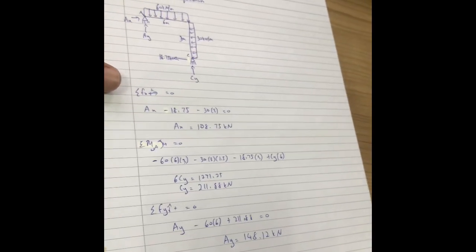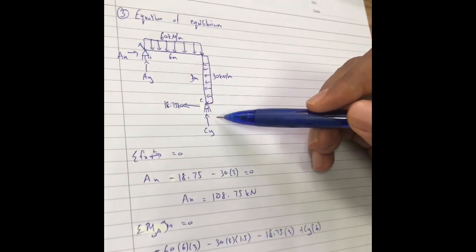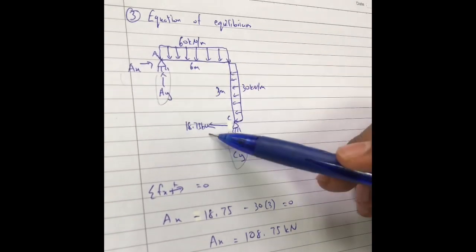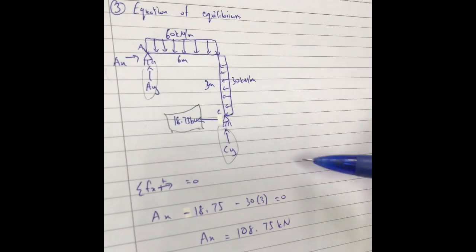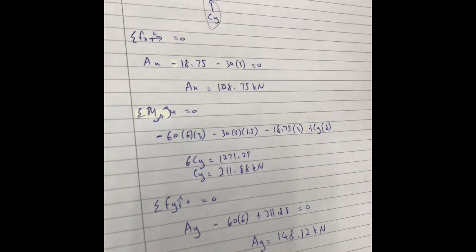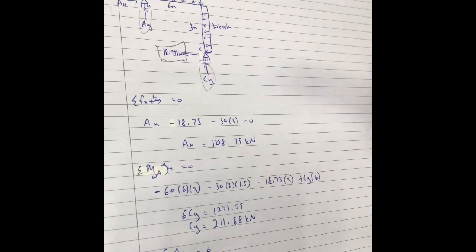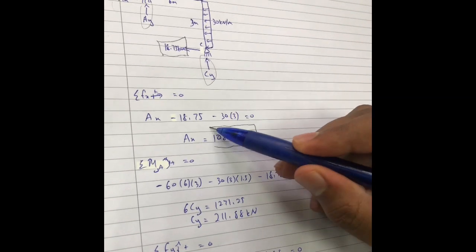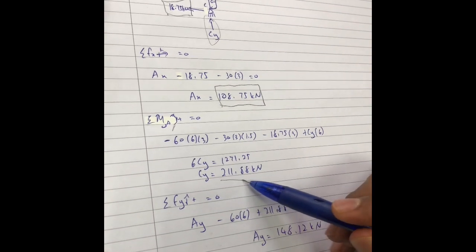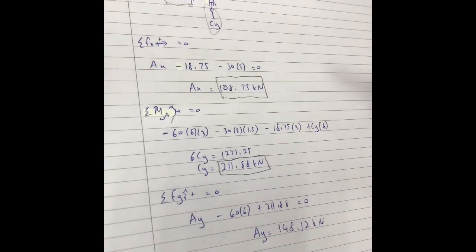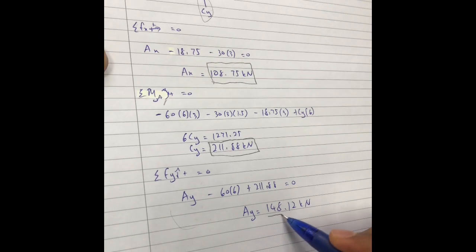Now our last step is the equation of equilibrium. As we know, just now we could not find the support reactions because we had one redundant, but now we know the value of the redundant, which is 18.75 kilonewton. So now we can do our equation of equilibrium and get the values. First, we do for Fx. The summation of Fx equals 0. Ax equals 108.75 kilonewton. Then we do moment at A. By doing moment at A, we can get the value of Cy, which is 211.88 kilonewton. Then we do Fy. By doing Fy, we can get the value of Ay, which is 148.12 kilonewton.